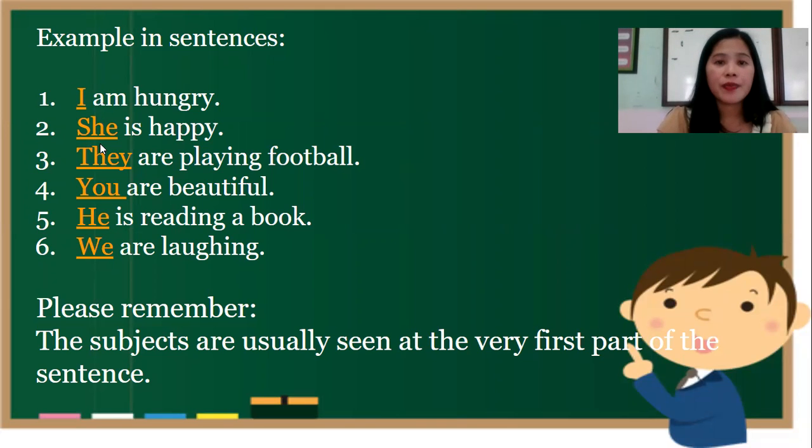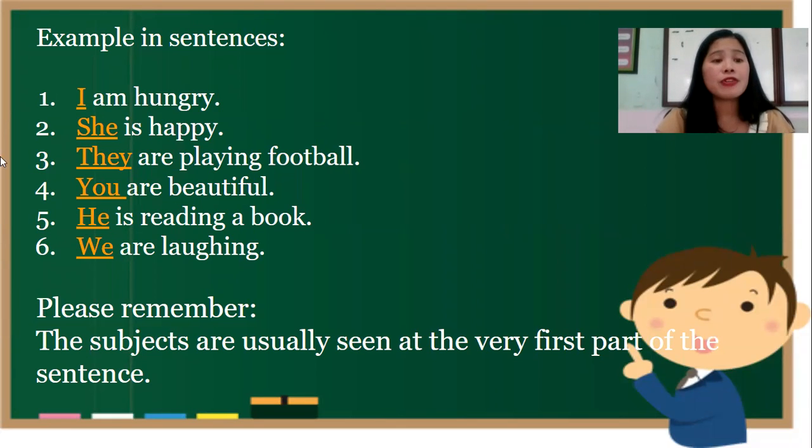Next, she. She is happy. Now she is a girl, only one person. All right. So she is the subject. She is happy. She is a subject because she performs the action. All right. She is doing the action in a sentence.